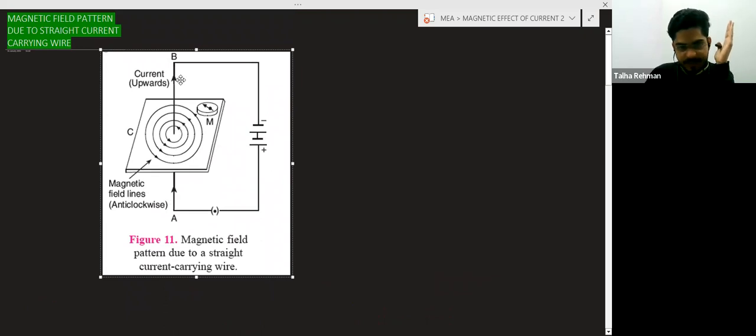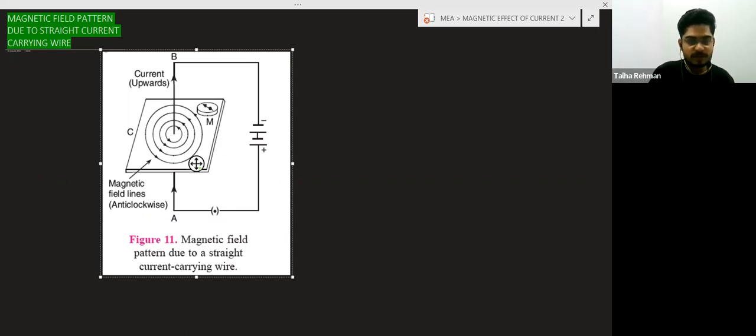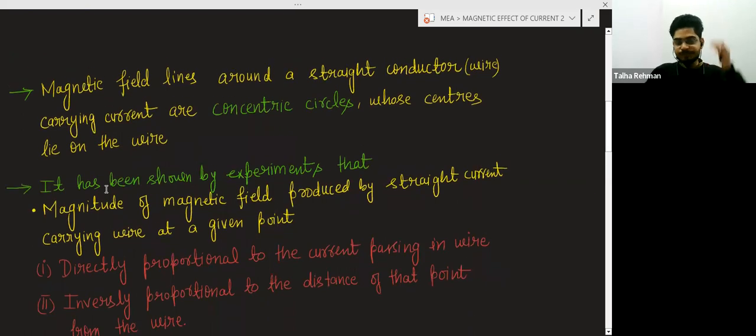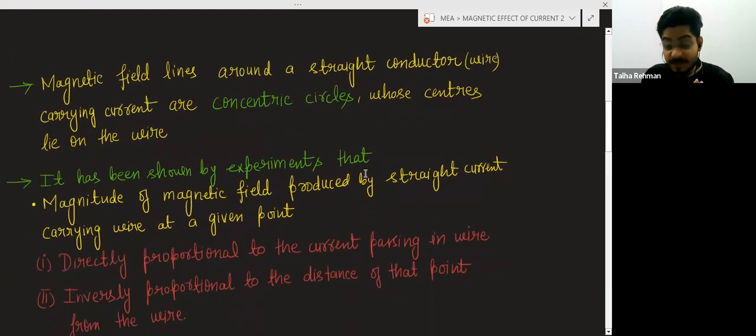Current is going in the upward direction, so here the magnetic field lines around the wire are anti-clockwise. These are concentric circles, and the center of these circles is lying on the wire. Here will be the center of the circle. So the magnetic field lines around a straight conductor or wire carrying current are concentric circles whose centers lie on the wire.